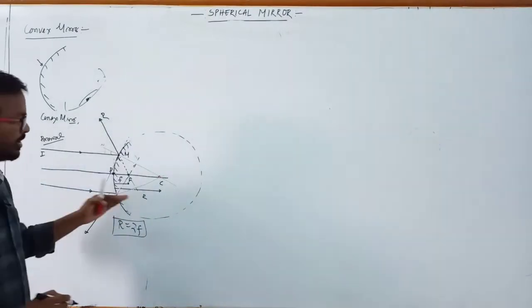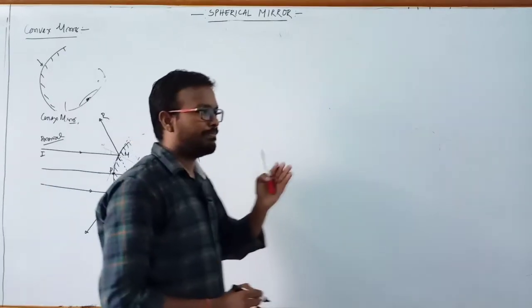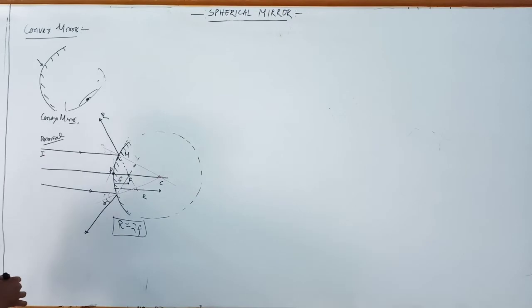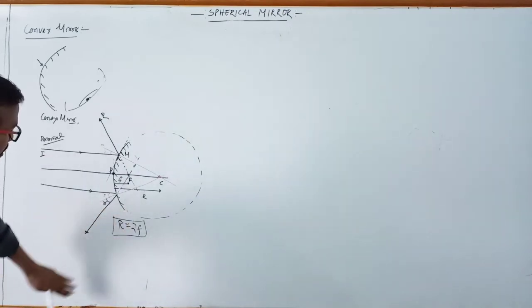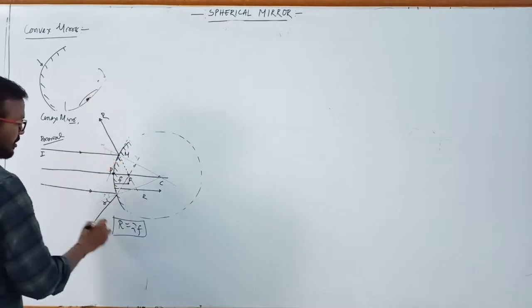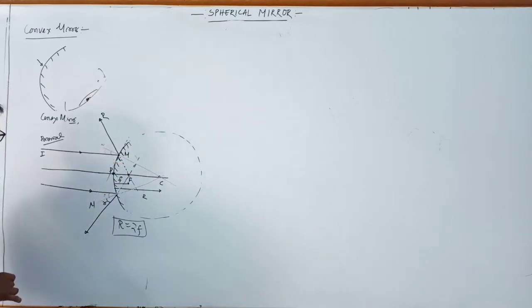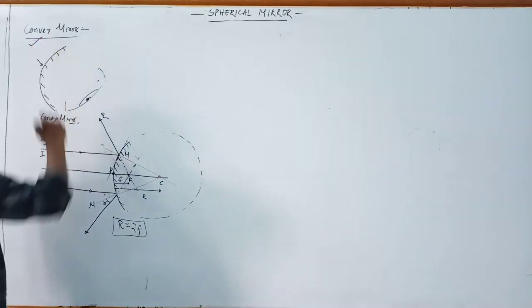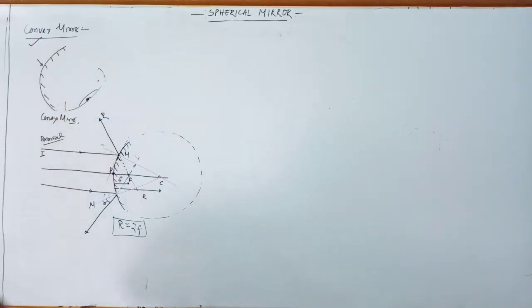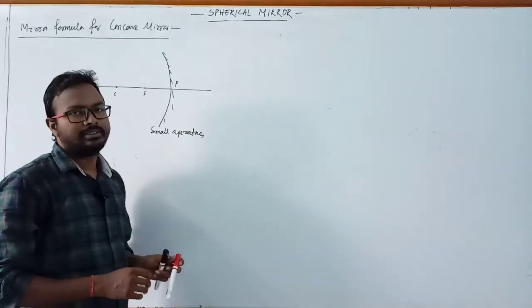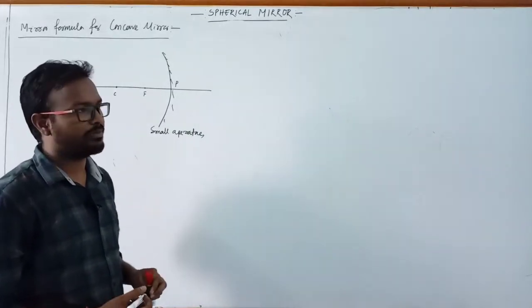Why? Because the concave mirror and convex mirror are parts of a spherical mirror, or a hollow sphere. So this is the paraxial ray, this is the reflected ray, this is the normal here, and this point is also a normal. This is the case of the convex mirror, and this is the reflecting case. Clear? Now we have to derive a formula for the concave mirror, and that is known as the mirror formula.